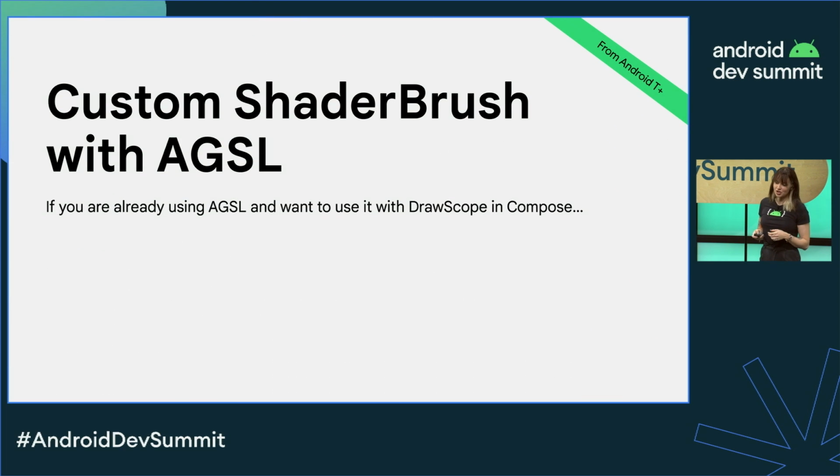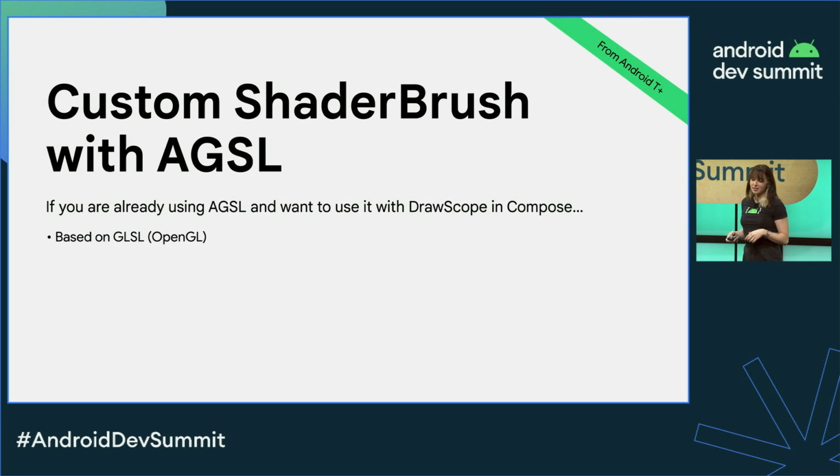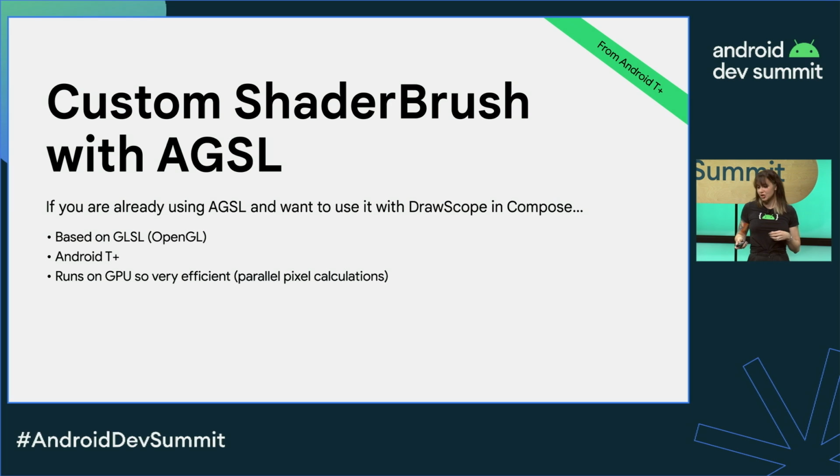Now, previously to use shaders on Android, we needed a surface view with OpenGL, but now with AGSL, shaders can easily be incorporated into DrawScope drawing calls. AGSL stands for Android Graphics Shading Language. It's based on GLSL, and it runs on Android T and up. Now, shaders also run on the GPU, so they perform individual pixel calculations in a very efficient way.